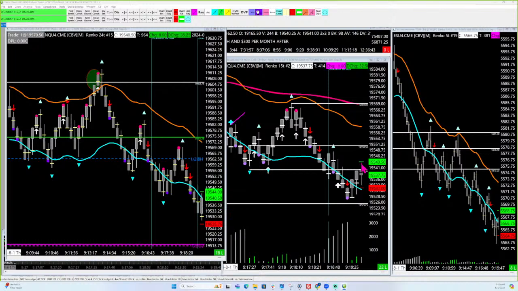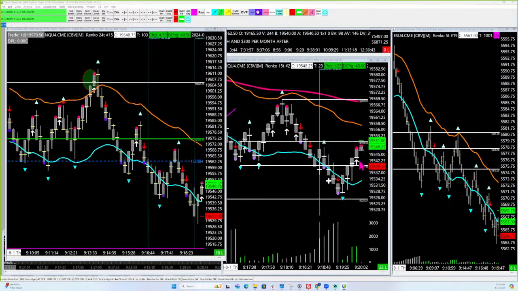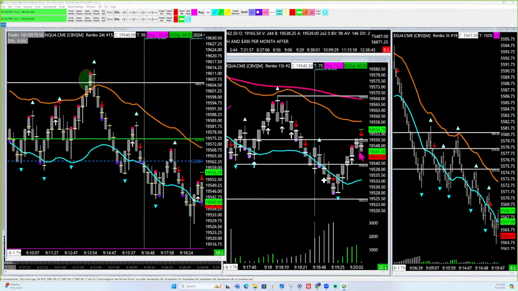You'll notice ES has started trending down there, right? And that is how I would trade it. So I would look for this 43.50 for my first scale. That would give me roughly 8 points. There would be the scale.